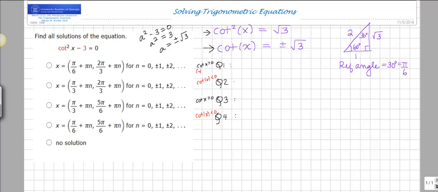Ordered pairs in the first quadrant, everybody's positive. Ordered pairs in the second quadrant, the signs are unlike, so cotangent's negative. Third quadrant, the signs are the same, so cotangent is positive. Fourth quadrant, the signs are unlike, so cotangent is negative. The reminder is that cotangent in general is defined as the x-coordinate divided by the y-coordinate in those situations.